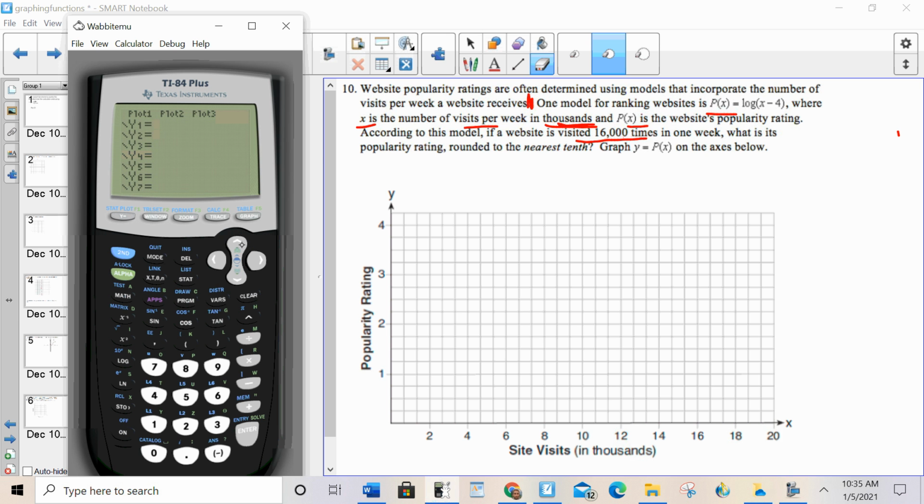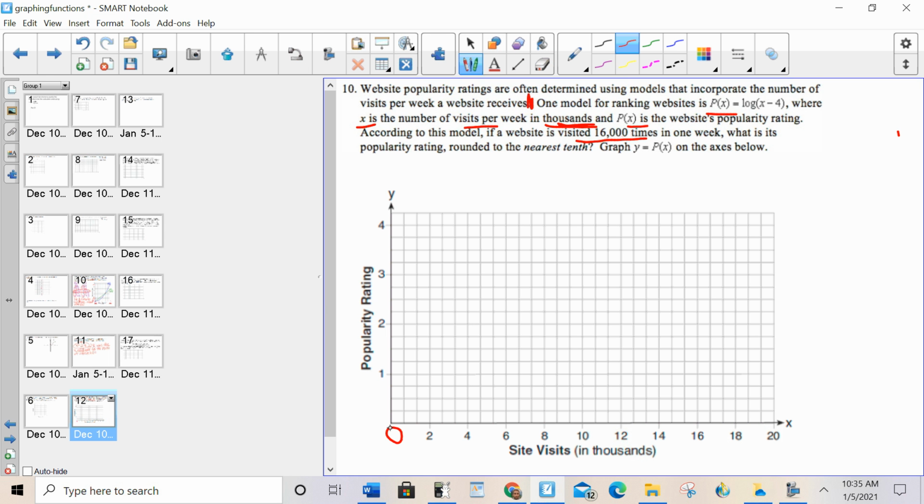I type in log x minus 4. There's no log base here, so I do regular log. Now, if you look at the graph, it's giving you the scale, which makes this even easier, and it goes from 0 to 20, so I know that I'm going to want my table to be from 0 to 20. I don't need to plot all 20 points. Also notice that everything's positive here, so I'm going to disregard anything negative.